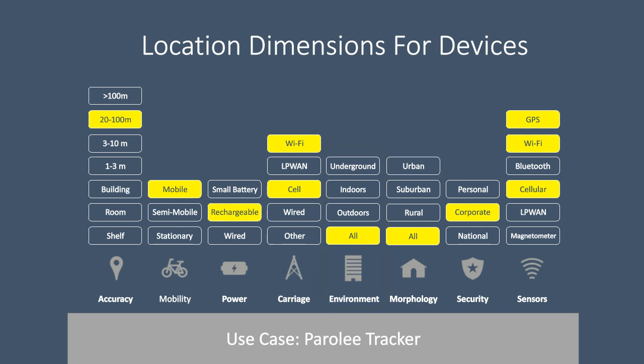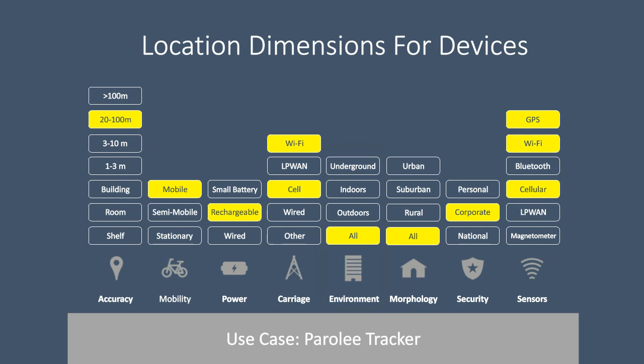A different partner of ours in the same space didn't have Wi-Fi, but has since got Wi-Fi purely for location. They were using Bluetooth to connect to that base station. In terms of environments, this has to work everywhere a person can possibly go. Morphology: dense urban, suburban, or rural, so that hybridization of Wi-Fi, cell, and GPS to get to that level of accuracy.